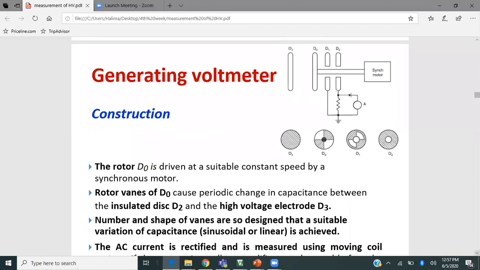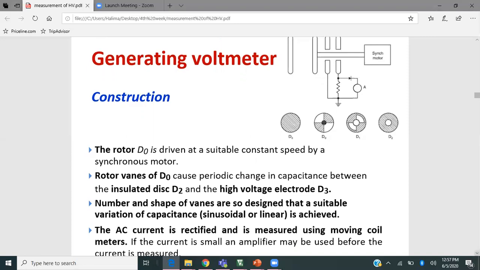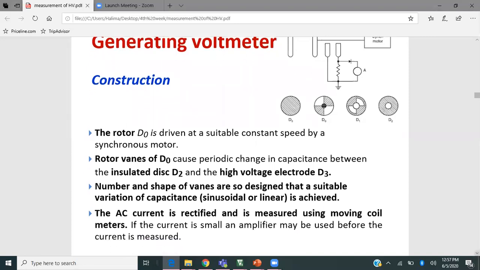Here, the rotor D naught is driven at a suitable constant speed by a synchronous motor, and the rotor vanes of D naught cause periodic change in the capacitance between the insulated disc D2 and the high voltage electrode D3. The number and shape of the vanes are designed in such a way that a suitable variation of capacitance is achieved, and the AC current is rectified and is measured using moving coil meters. If the current is small, an amplifier may be used before the current is measured.